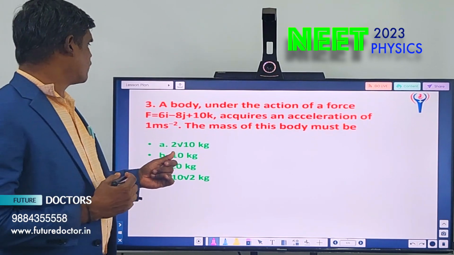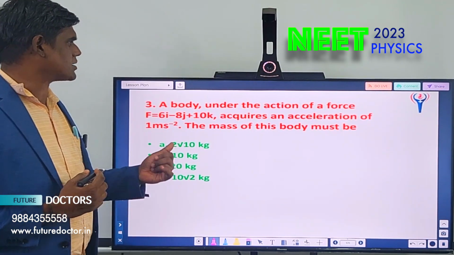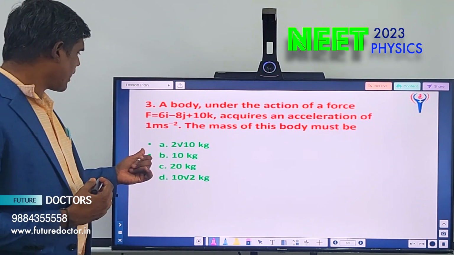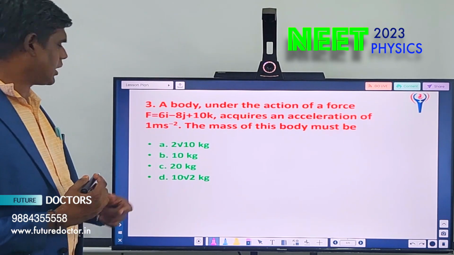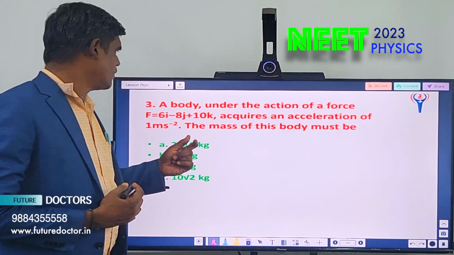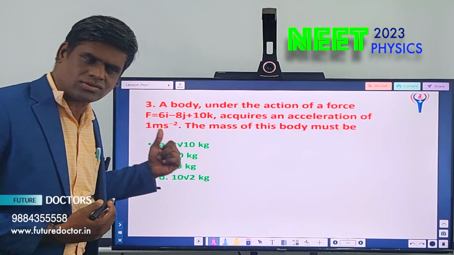A body under the action of force F equal to 6 i cap minus 8 j cap plus 10 k cap acquires an acceleration of 1 meter per second square. Mass of this body must be dash. A option 2 root 10 kilogram. B option 10 kilogram. C option 20 kilogram. D option 10 root 2 kilogram. Here you should know the relation between force, acceleration and mass in terms of vector notation. By knowing the formula, you can solve this question.